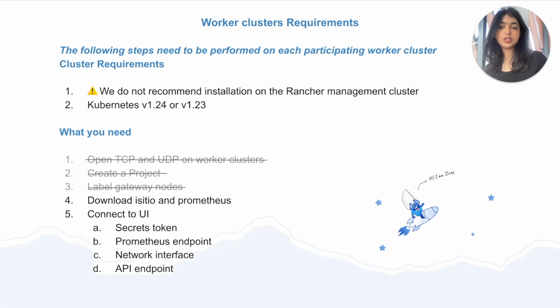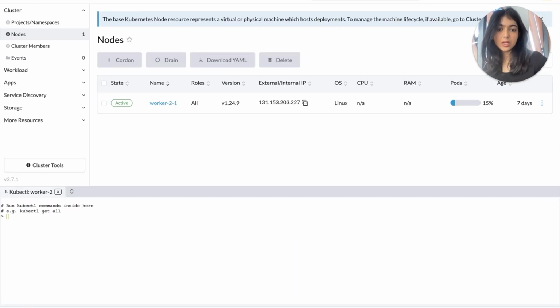So now I need to install Istio and Prometheus onto my worker clusters. Feel free to skip this portion if you already have these tools on your clusters. So I'm going to load up my shell again. First, we're going to create the Istio namespace. I'm going to add the KubeSlice Helm repo. This is where we're going to be pulling the charts from.